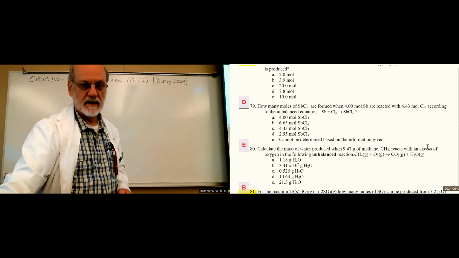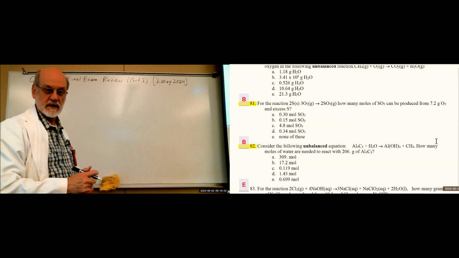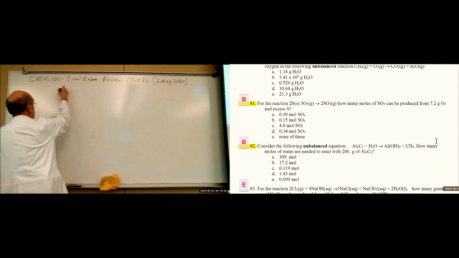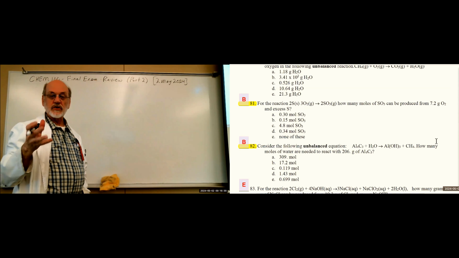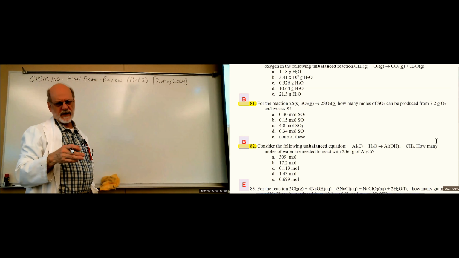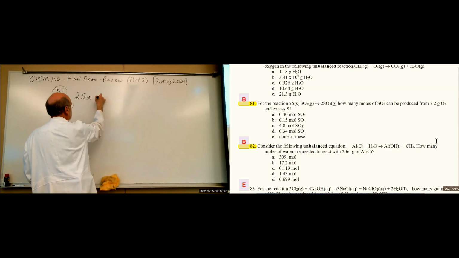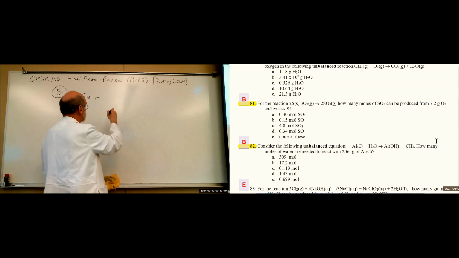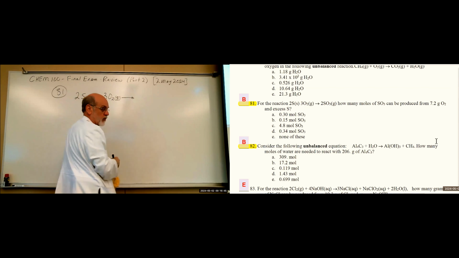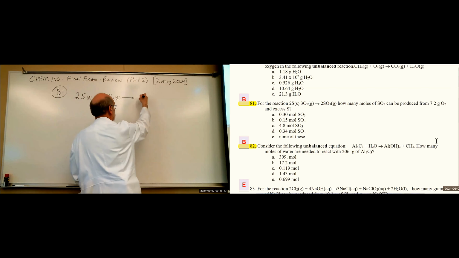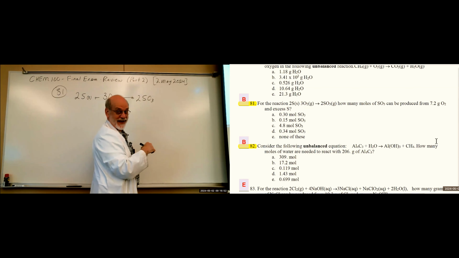All right. 81 and 82, we'll get them both on there. 81. For the reaction, 2 sulfur, there should be a plus sign in there, 2 sulfur plus 3 oxygen yields what? 2 sulfur trioxide, which should be a gas.